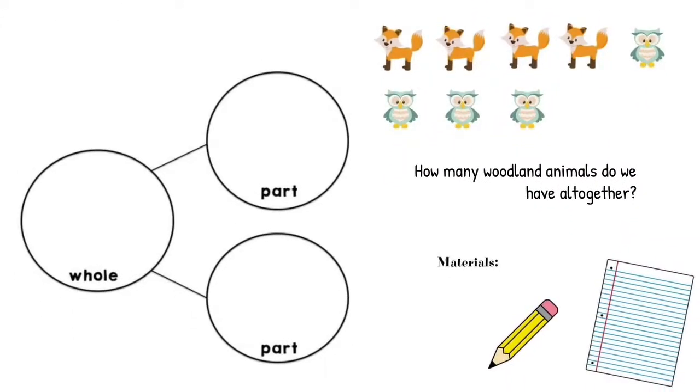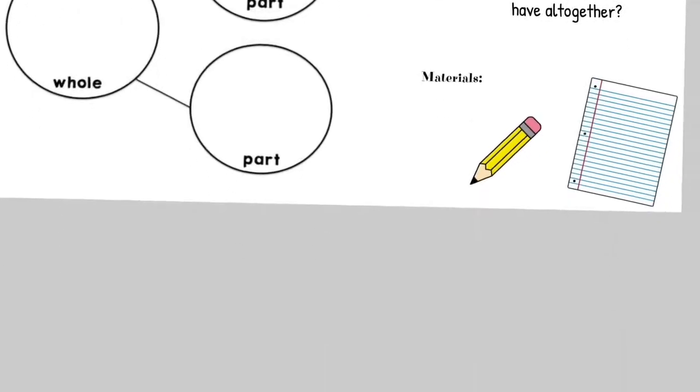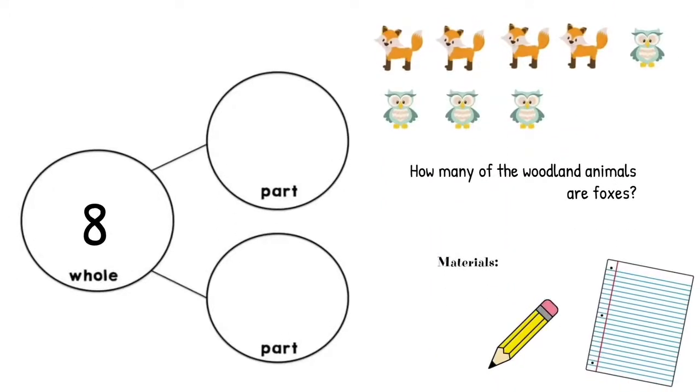Okay, how many woodland animals do we have all together? Okay, so pay attention to what the question is asking us. It's asking us how many there are all together or in all. What's the total amount, friends? Did you say 8? You are correct. How many of the woodland animals are foxes? So take a look, how many of them are a fox?